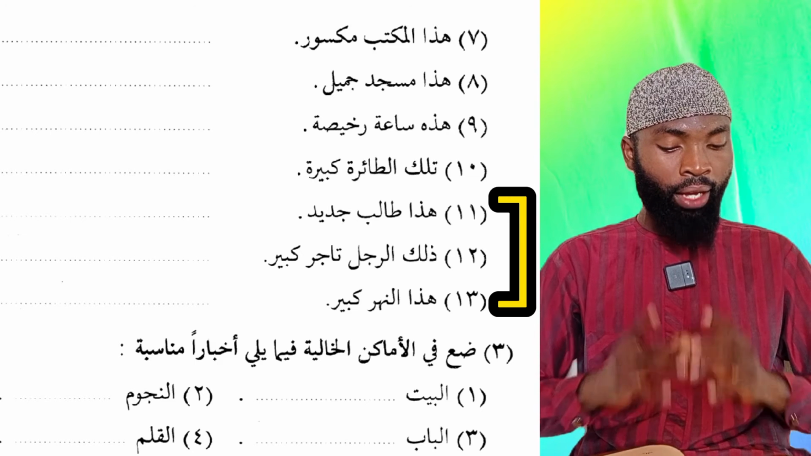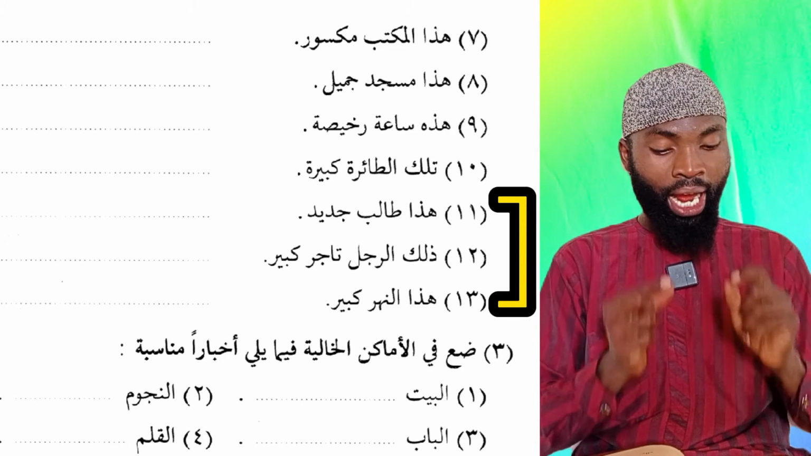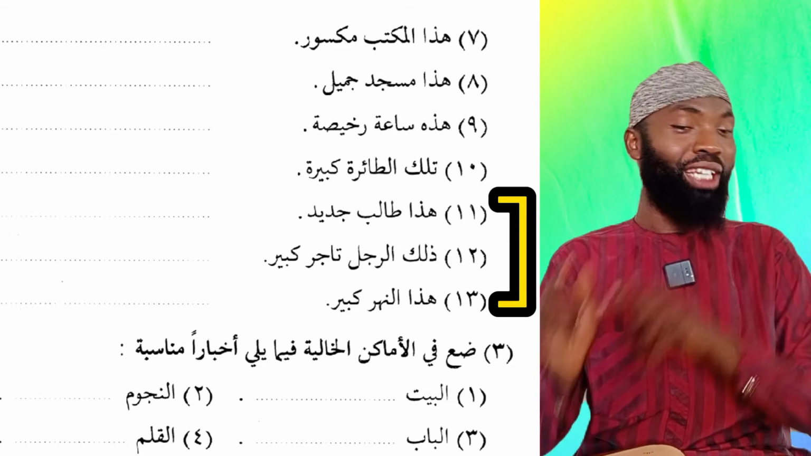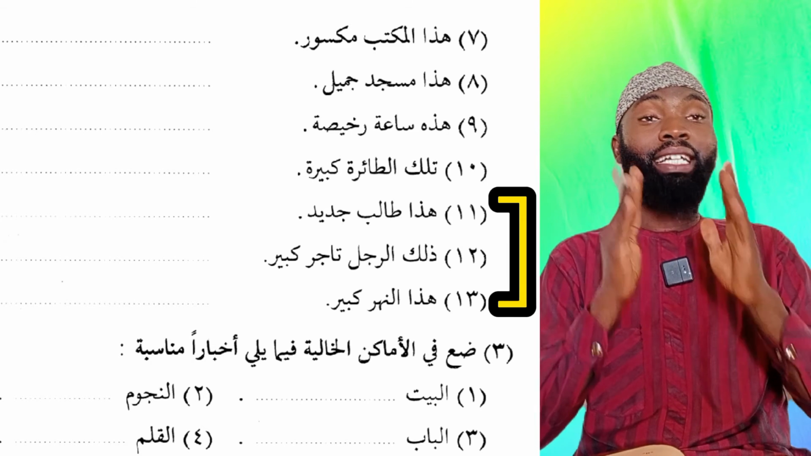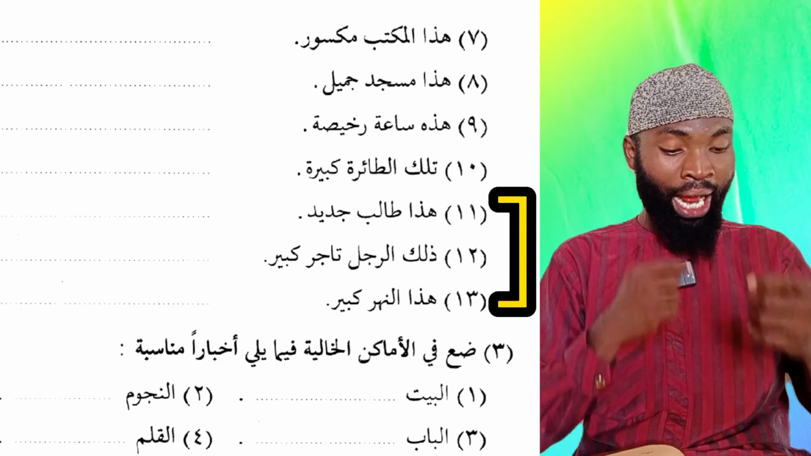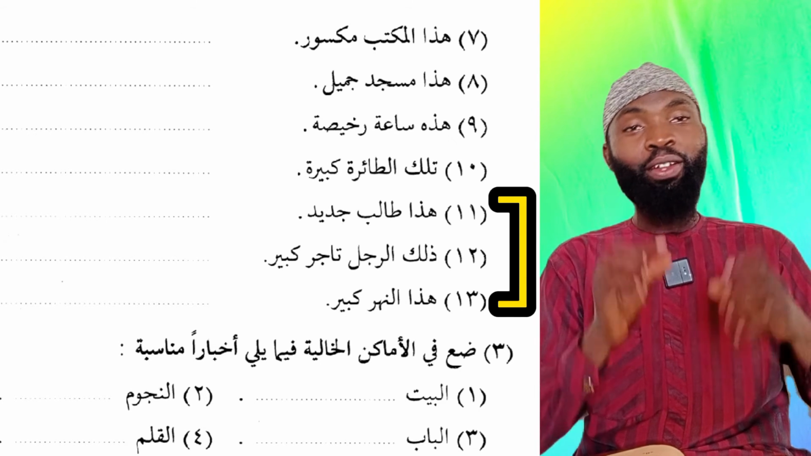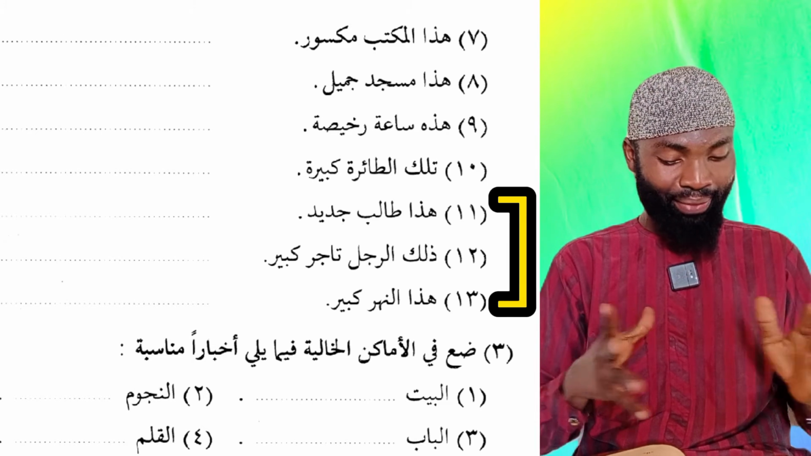Number 11, we have Hadha Talibun Jadidun. This is a new student. We say Haulai Tullabun Jududun. You can see the difference. Number 12, Dhalika Rajulu Alimun Kabir. That man is a big scholar. We say Ulaika Rijalu Ulama'un Kibarun. Those men are big scholars.